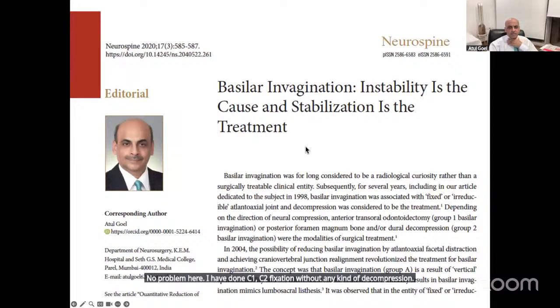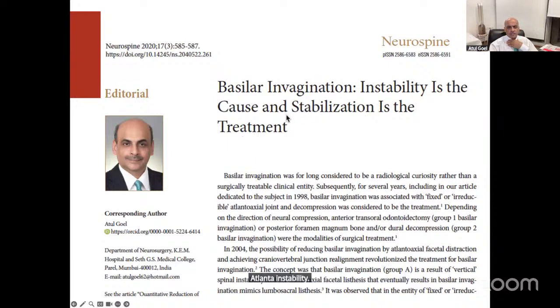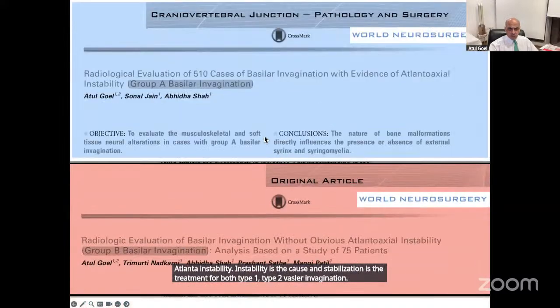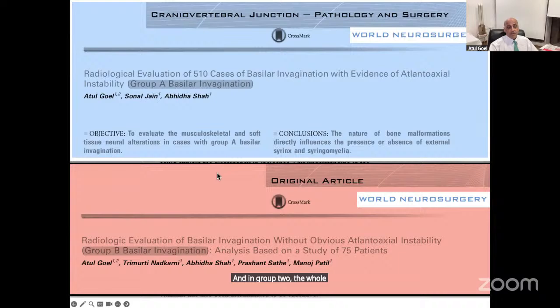So basilar invagination, syringomyelia, Chiari malformation, all these things are children of atlantoaxial instability. Instability is the cause, and stabilization is the treatment for both type 1, type 2 basilar invagination. Instability is the issue, stabilization is the treatment, and we have published several hundred cases now in both these clinical entities. So there is no role for any kind of decompression, which the whole world was doing. And in group 2, the whole world is still doing. And in this group, many people have now changed.